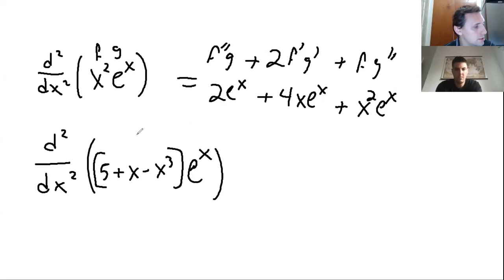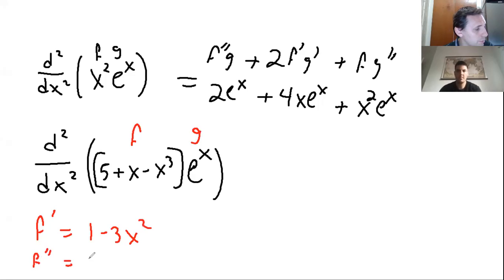So say that this is f. This is g. We know the derivative of f is simply 1 minus 3x squared. And I will need, of course, two derivatives of f. That would be minus 6x.